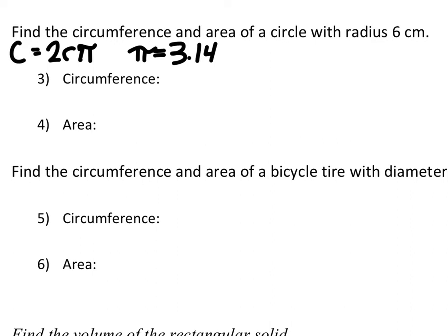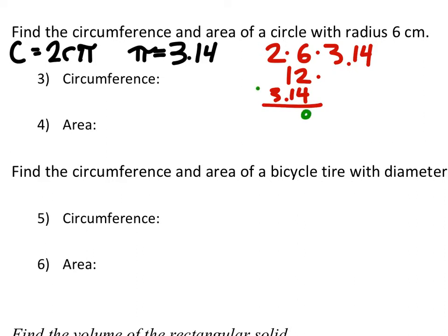The circumference is 2 times the radius times pi. We'll get to the area, but let's figure out the circumference first. So it would be 2 times 6 times 3.14. 2 times 6 is 12. So 12 times 3.14. So I can multiply these.